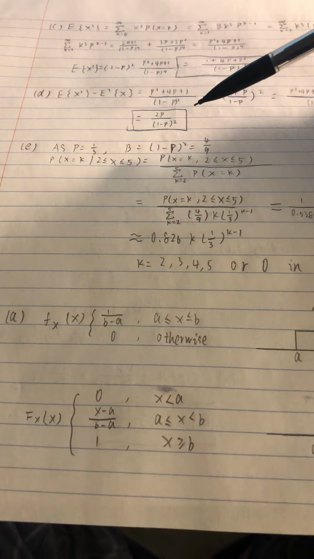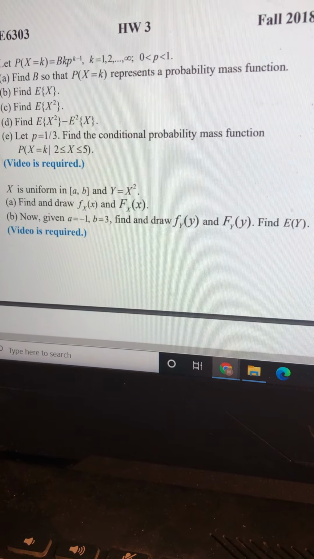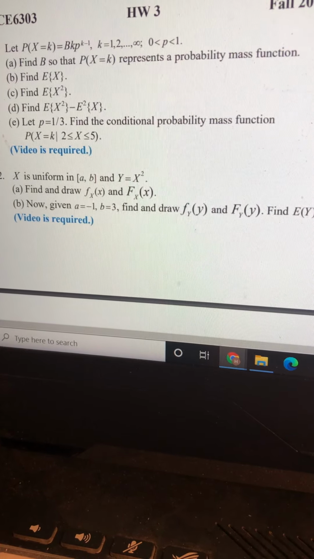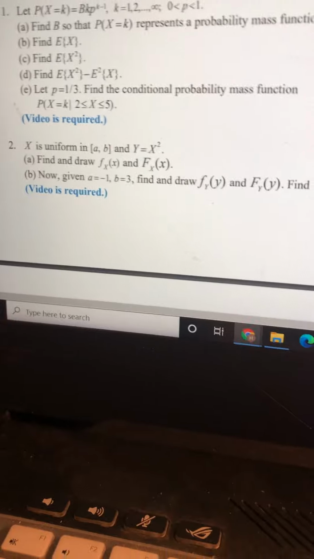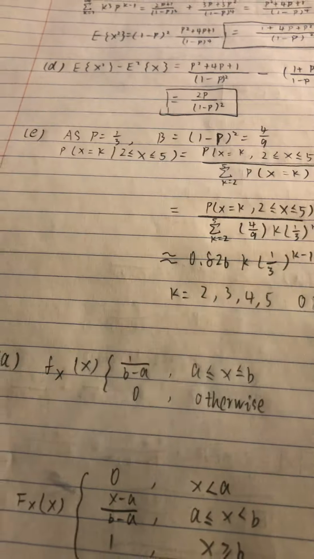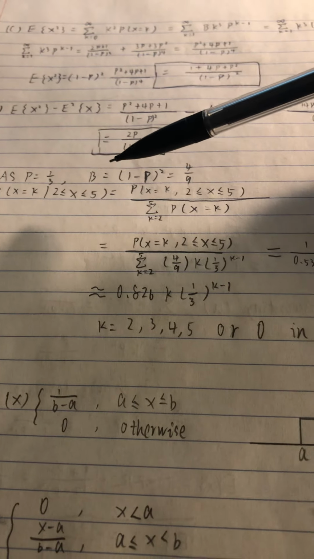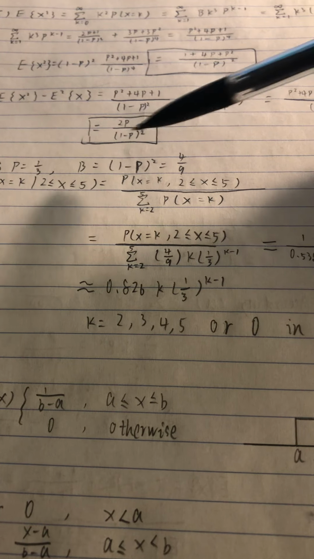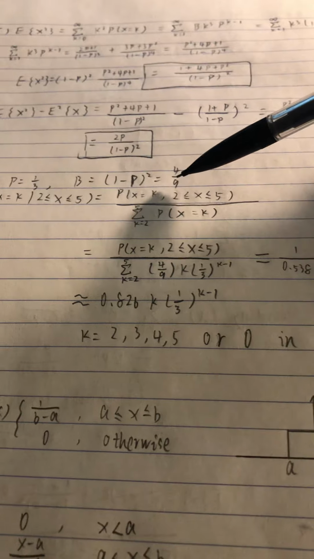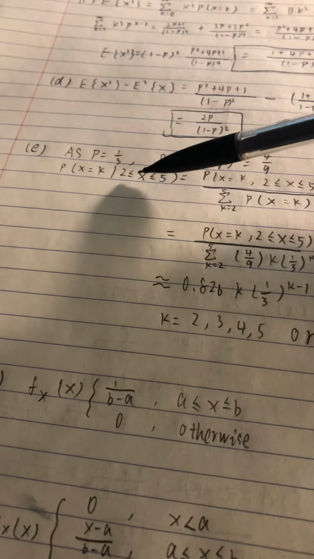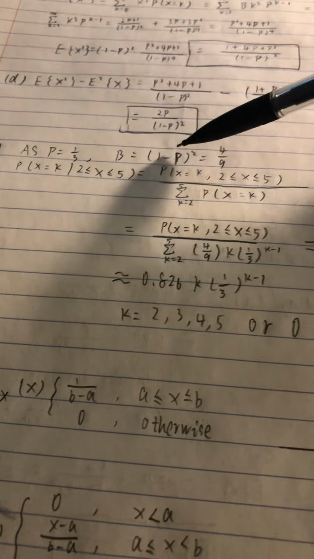And question E is asking: let p equal to 1/3. Find the conditional probability mass function of probability X equal to k, given X larger or equal to 2 and smaller or equal to 5. Let's see how to count my steps. As p equal to 1/3, b equal to 1 minus p to the power of 2, and we can take this in to calculate that b is equal to 4 over 9.